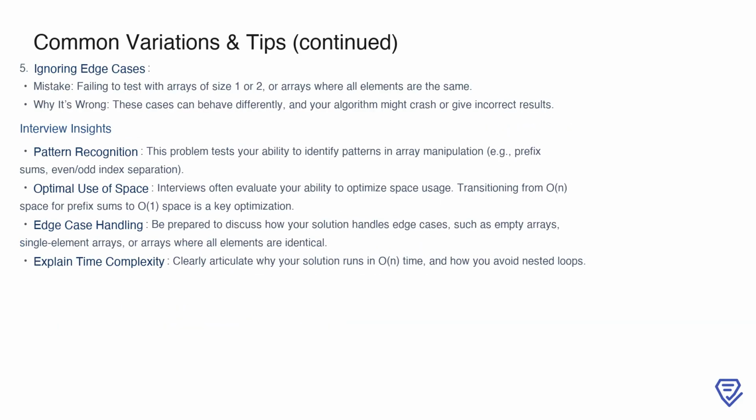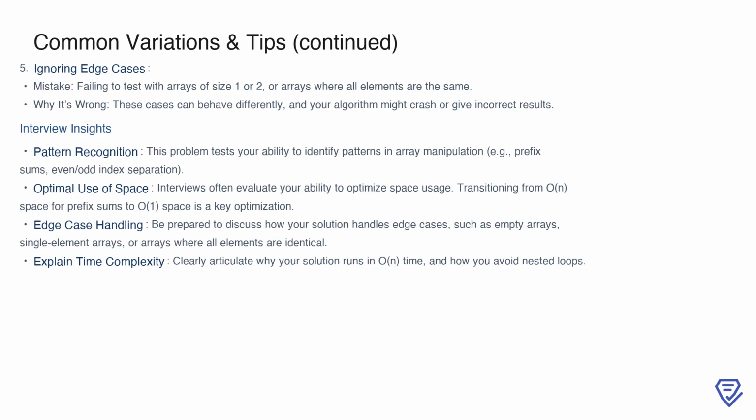Another critical mistake to avoid is neglecting edge cases. For example, arrays with just one or two elements, or arrays where all elements are identical, can behave differently from larger, more varied arrays. If these cases aren't handled properly, you risk your algorithm crashing or returning incorrect results.